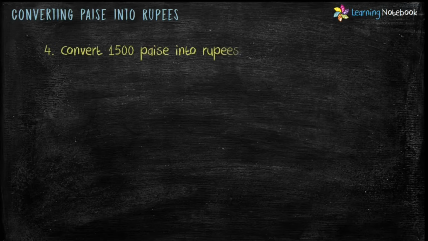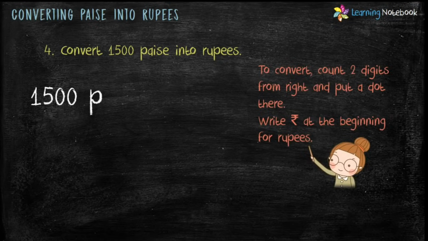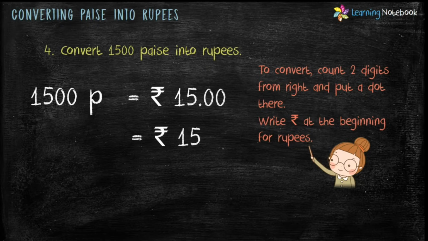Next question is convert 1500 paise into rupees. So students, we will do it in the same way as we did the previous question. To convert, count 2 digits from right and put a dot there. Then write rupee symbol at the beginning for rupees. So 1500 paise equals to rupees 15.00 or we can call it as rupees 15.